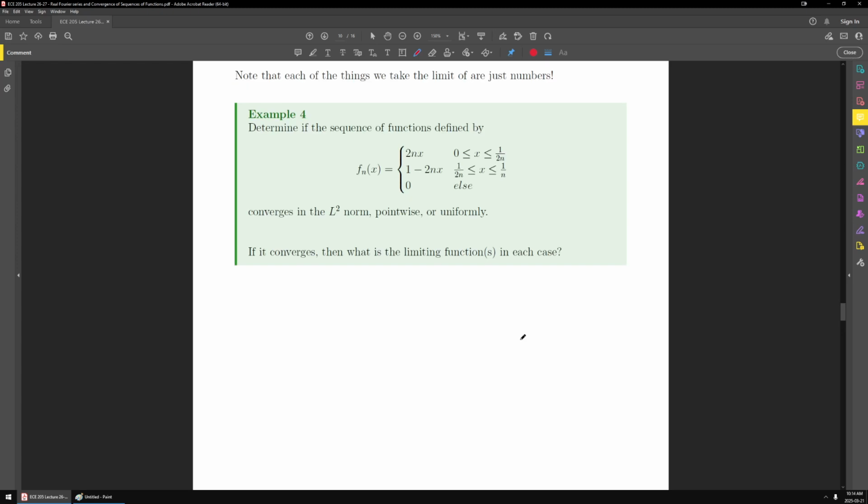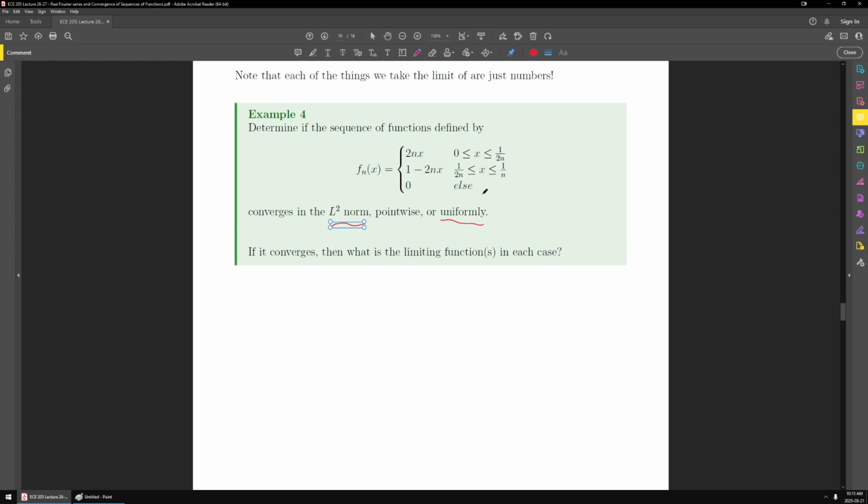So, determine if the sequence of functions defined by this converges in the L2 norm, pointwise or uniformly, and if it converges, what's the limiting function? Spoiler alert: we're going to check pointwise convergence, and if it converges in these two senses, then for the types of functions we will see, it'll also converge to the pointwise limit. There are edge cases where that's not true, but for the purpose of this course, it works.